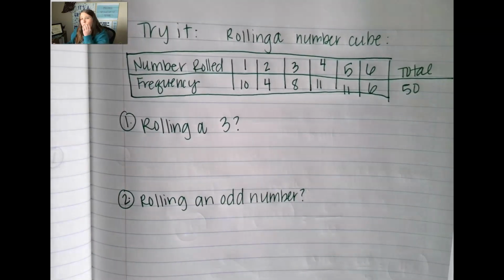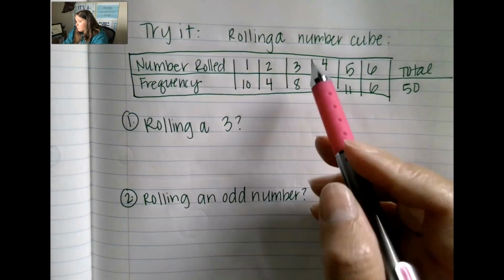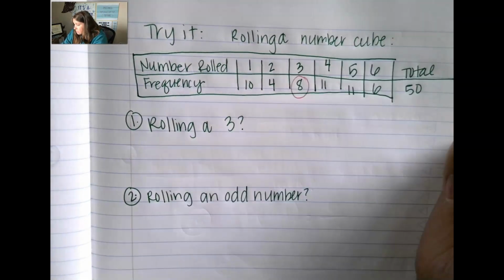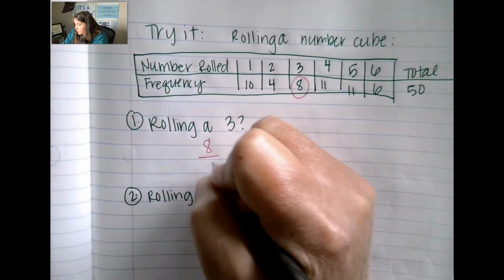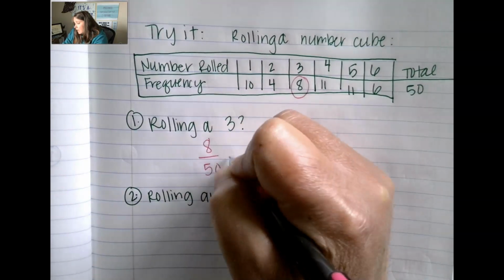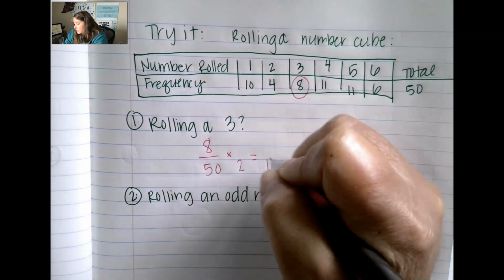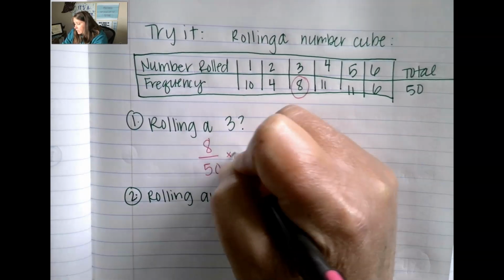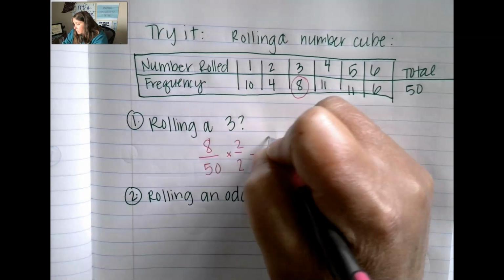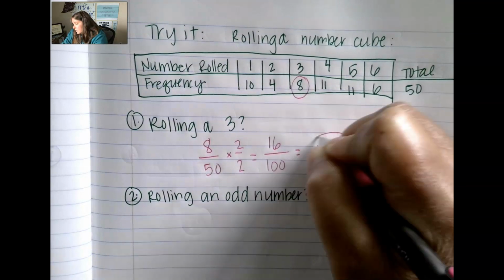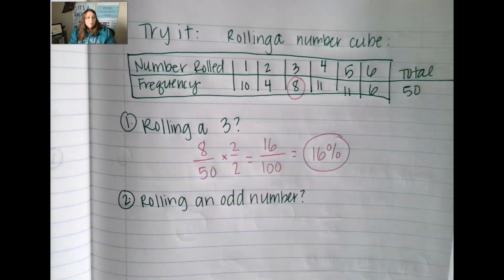All right, so when we rolled a 3, we rolled 8 threes. So we rolled 8 threes out of 50, and we can multiply by 2 to get us to 100. We multiply by 2 on the top, which is 16, so it equals 16%. We rolled a frequency of 16%.